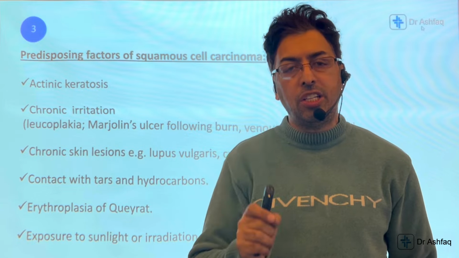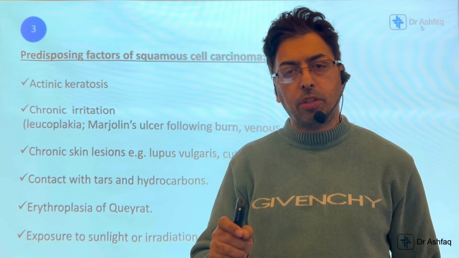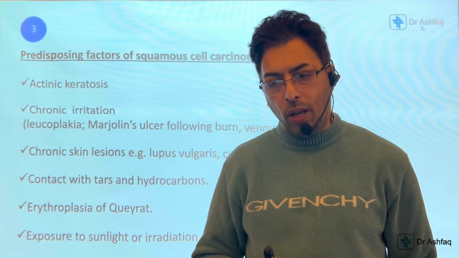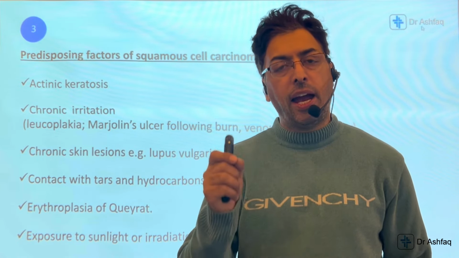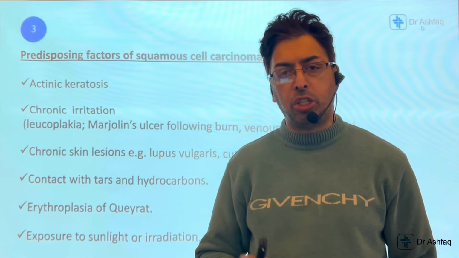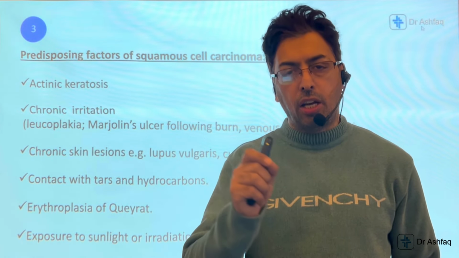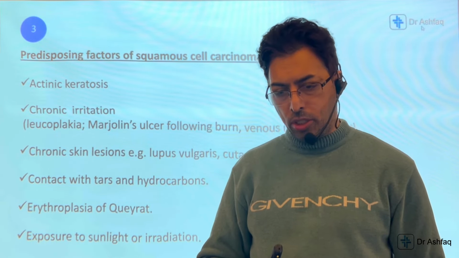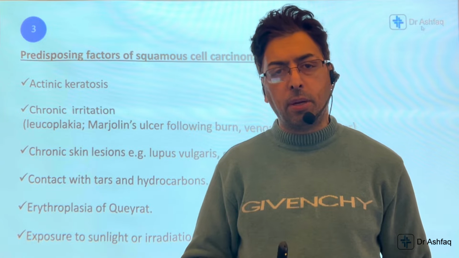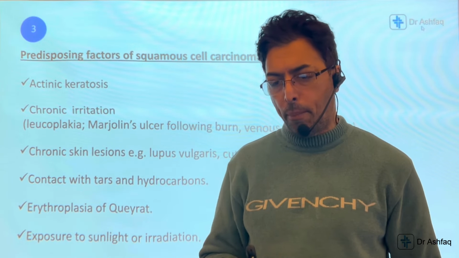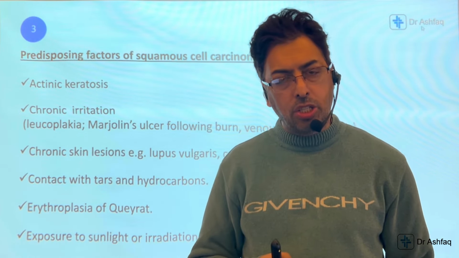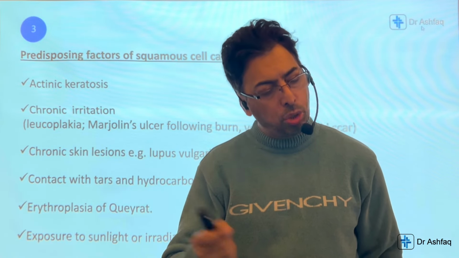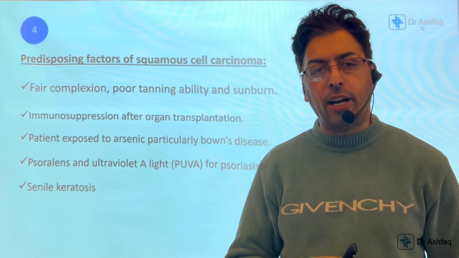Any chronic skin lesion can develop into squamous cell carcinoma, like the tuberculous type of skin lesion, lupus vulgaris, cutaneous tuberculosis, and even an infection like syphilis. Treponema pallidum causes syphilis, and cutaneous syphilitic lesions can transform themselves into squamous cell carcinoma. Then contact with certain chemicals like tar, coal tar, the hydrocarbons, and some pre-malignant conditions like Bowen's disease, erythroplasia of Queyrat, and excessive exposure to sunlight, which I already mentioned at the onset.